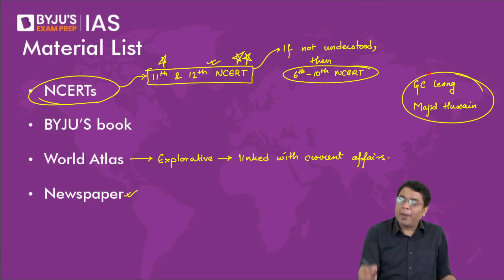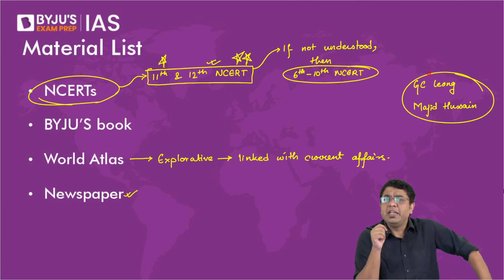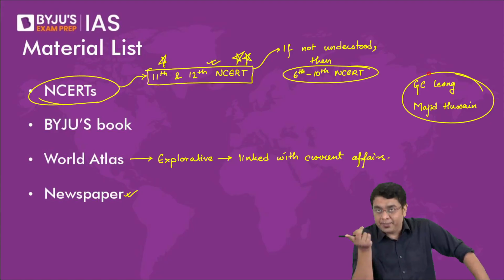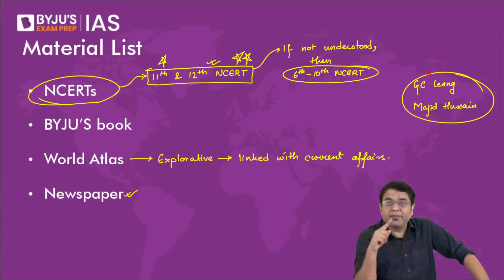Okay. Now about Majid Hussain. Majid Hussain is oftentimes recommended for the portion of Indian geography by many of your seniors, etc. If you want to read that book, you are free to do so, but again I would suggest keeping the number of reference materials to the minimum, because it is always advisable to read the same book 10 times than to read 10 different books which you are able to cover only once. So it is always advisable to read the same book again and again and again.